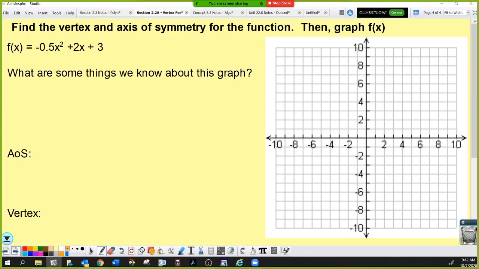So here's an example. The first thing we're going to do is write down some things we know just by looking at the graph. And I always want you doing this because if it's a multiple choice test, you could probably throw away answers just because you know what the graph looks like before you do anything.